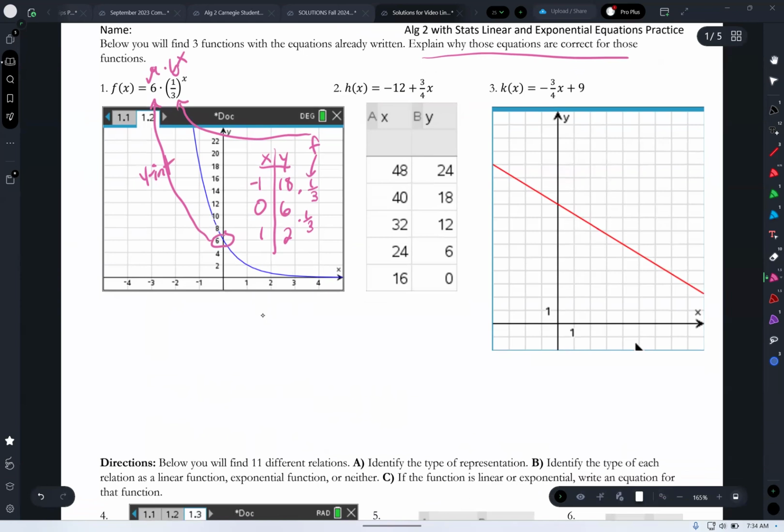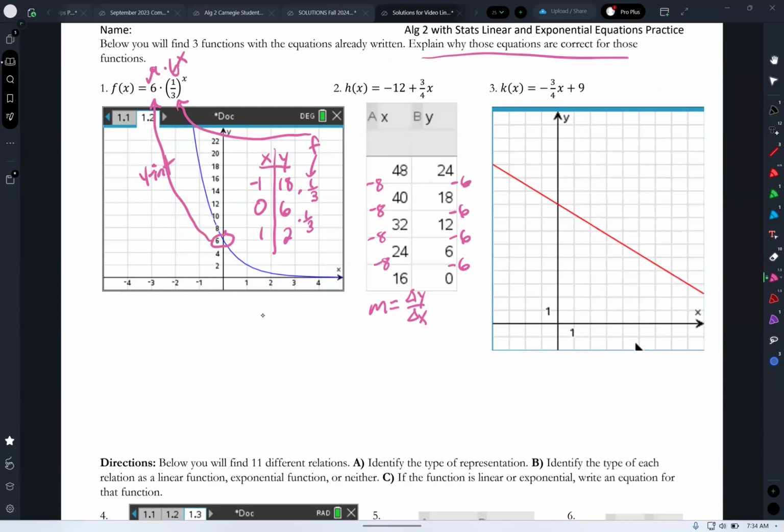With number 2, right? -6, -6, -6, -6, -8. And so you may be like, Mr. Kinney, I don't see that 3/4 there. It's okay, because it's still there. I know this is linear. It's constant additive. And I know my constant additive rate of change is called my slope, my change in y divided by my change in x. And that would equal -6 divided by -8, which is equal to 3/4 when I simplify.